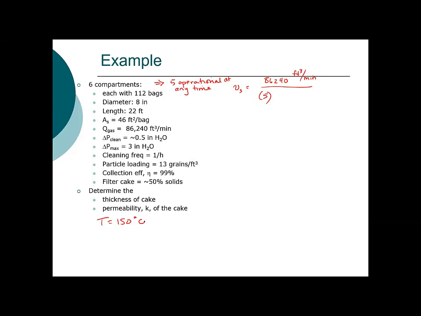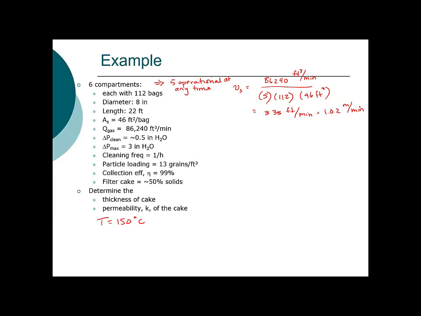So there are 5 filters operational at any point in time. Each has 112 bags, and each bag has 46 square feet of area, and that is 3.35 feet per minute. And I'll just do the conversion. That is 1.02 meters per minute. Okay, so that's our approach velocity.